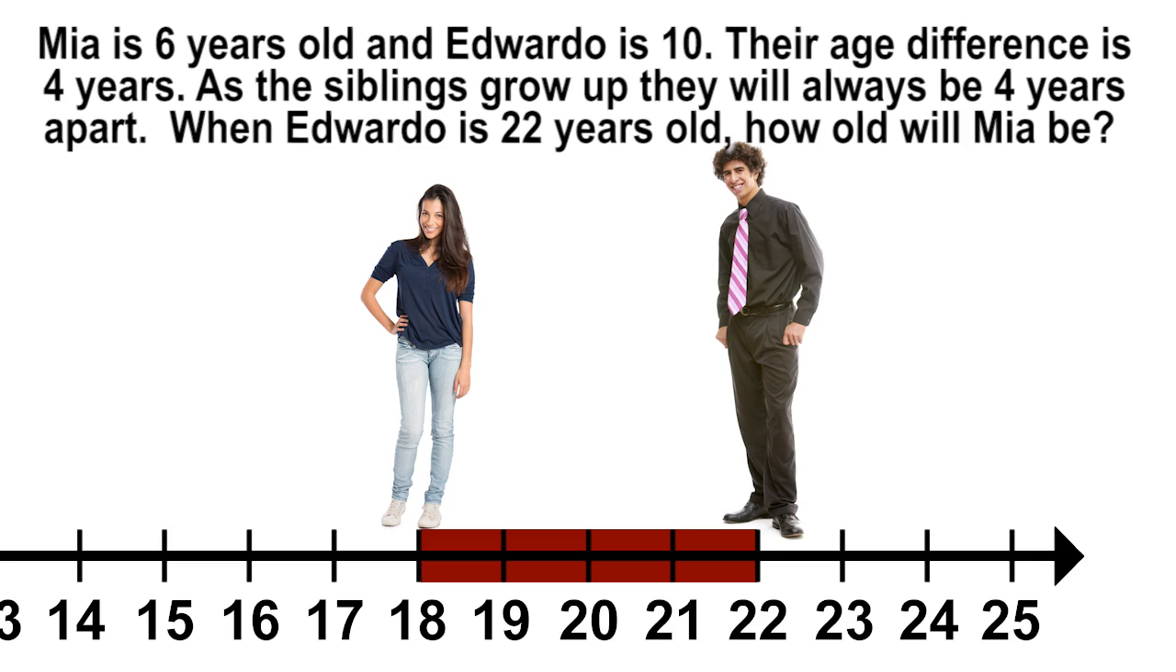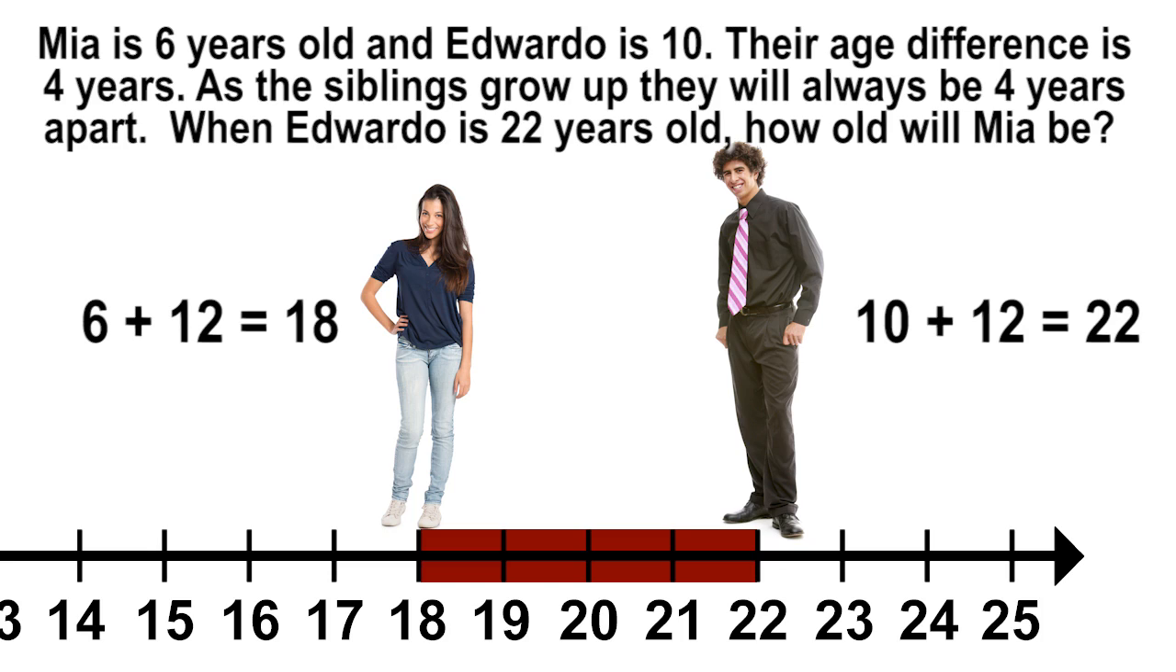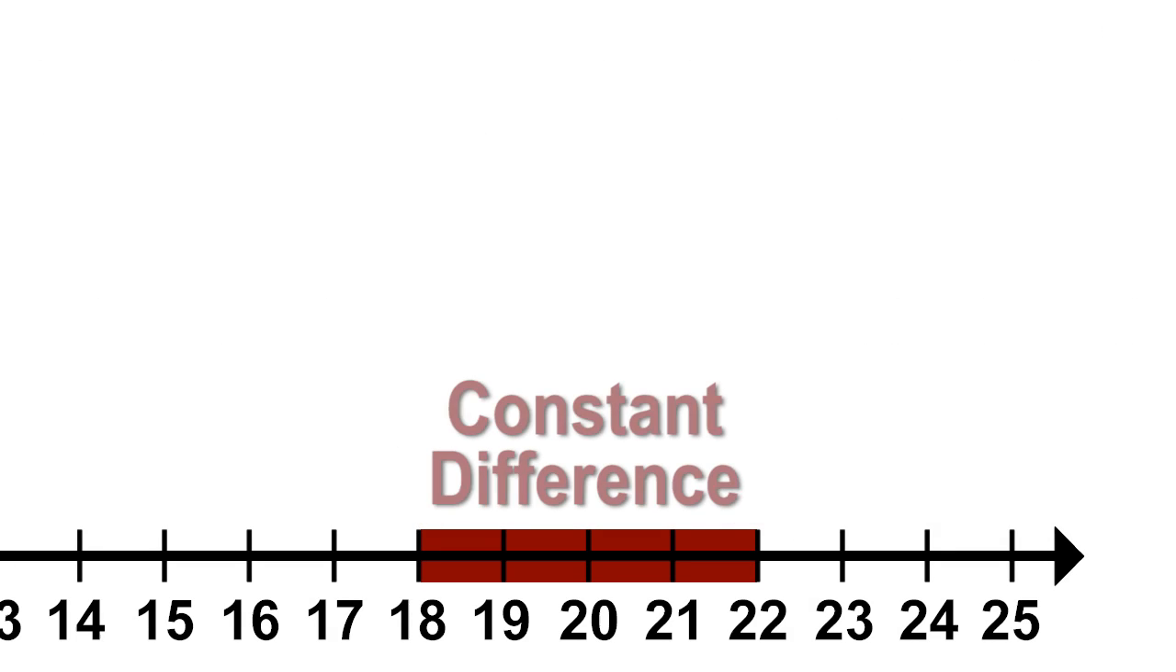Eduardo was 10 and now he is 22. 12 years have passed and have been added to Eduardo's 10 years. Those 12 years also need to be added to Mia. Then Mia will be 18 and Eduardo will be 22 years old. Notice that both children will always be 4 years apart, no matter how many years have passed. This is called the constant difference. In subtraction, both numbers can be increased or decreased by the same amount, keeping the difference constant to make subtraction easier. Look at the following example.